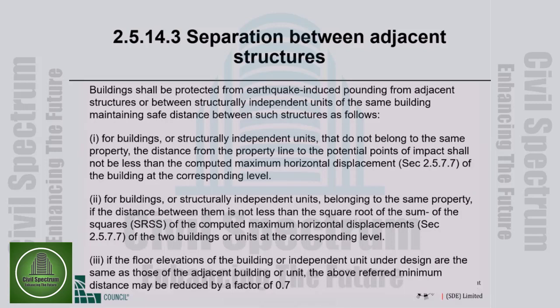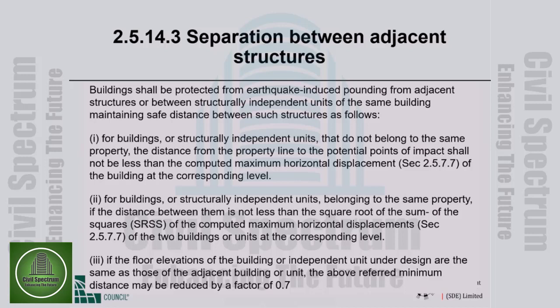A closely related topic is separation between adjacent structures. Buildings shall be protected from earthquake-induced pounding from adjacent structures or between structurally independent units of the same building, maintaining safe distance between such structures as follows. This is a very, very important item. You have to have enough separation between buildings so that the buildings don't hammer against each other, which can cause even collapse, not just damage.